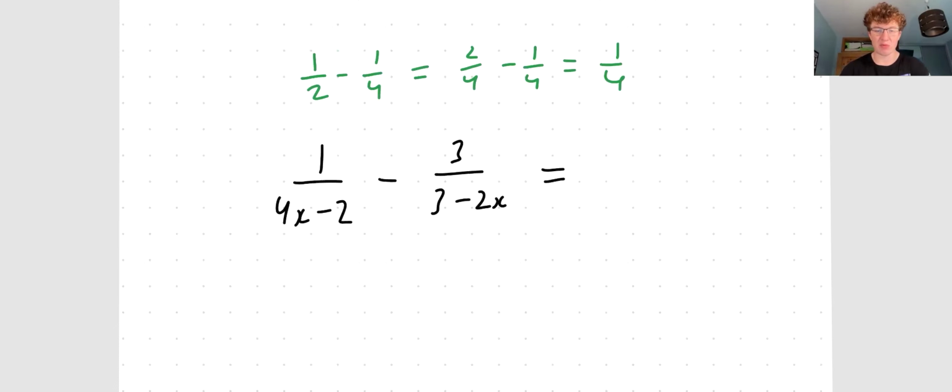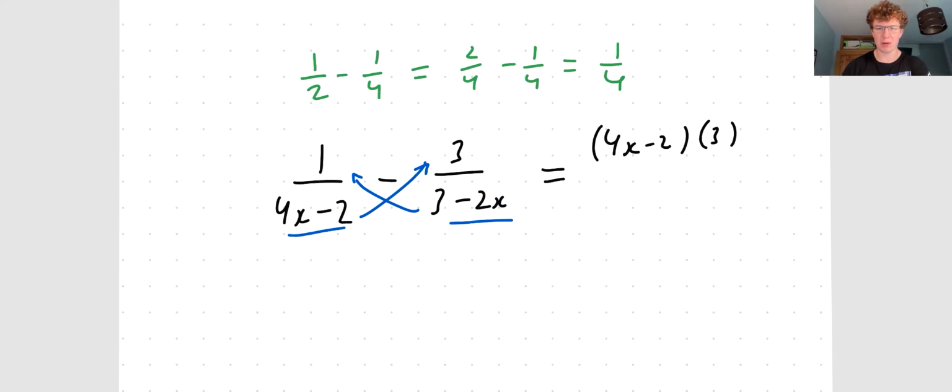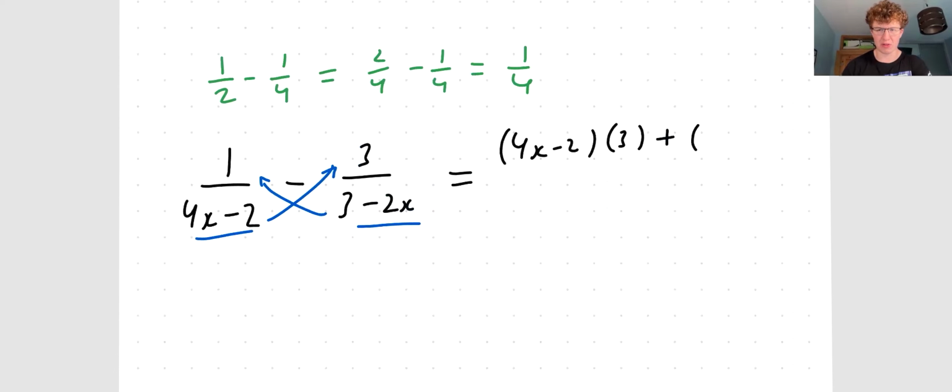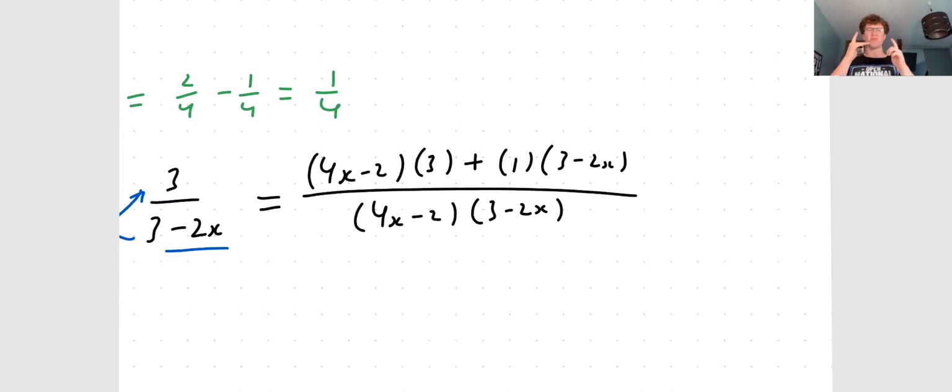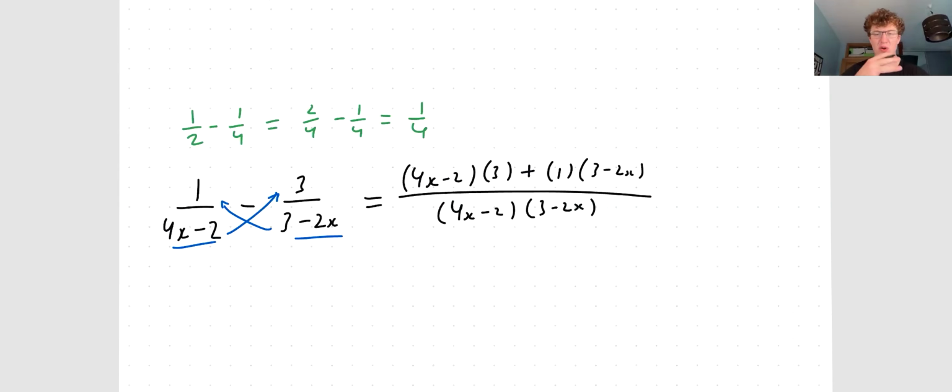So what we do is we multiply the denominators across like this, but then the denominator is going to become the product of these two. So I'll write that out. We're going to have a 4x minus 2 times the minus 3 plus the 1 times 3 minus 2x, all divided by 4x minus 2 times 3 minus 2x. Now, this thing we have here is the exact same thing as the expression on the left. We've just moved everything into a single fraction.